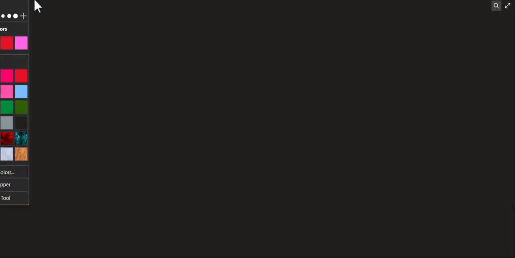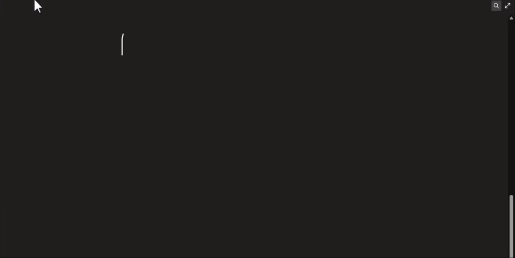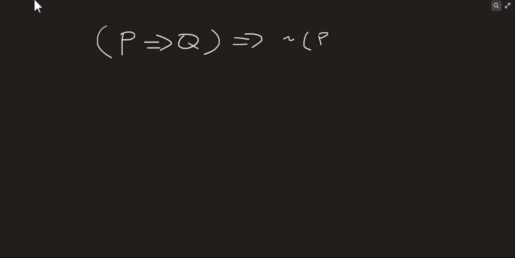Okay, let's take a look at the truth table of an implication. Let's say I had this statement, P implies Q implies not P. And I want to have a truth table for this statement. So let's think of what we'll need to have in our truth table.